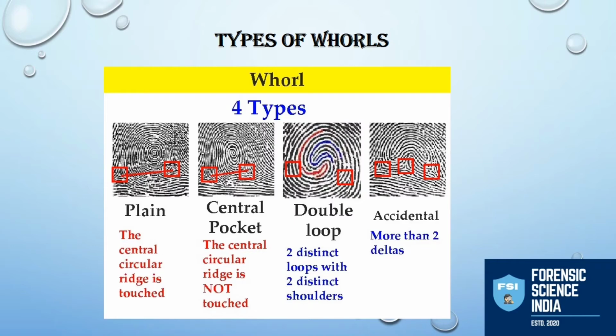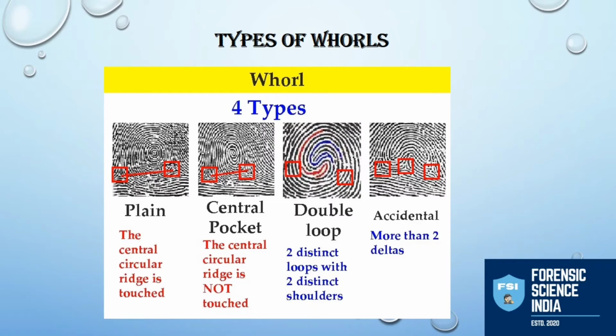So here you can see with the help of two different pens, red and blue, it is shown that the two distinct loops have two distinct shoulders. In case of accidental pattern, more than two deltas are formed. With more than two deltas, it will be very difficult for us to differentiate whether it is a loop pattern or a whorl pattern. Because of that abrupt formation, it is known as accidental pattern.